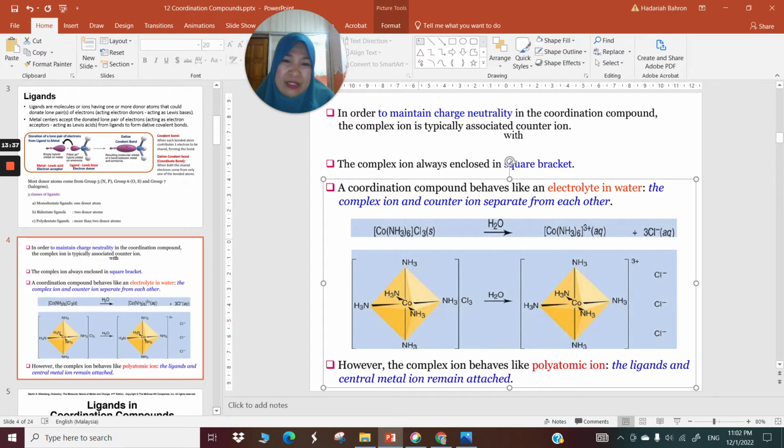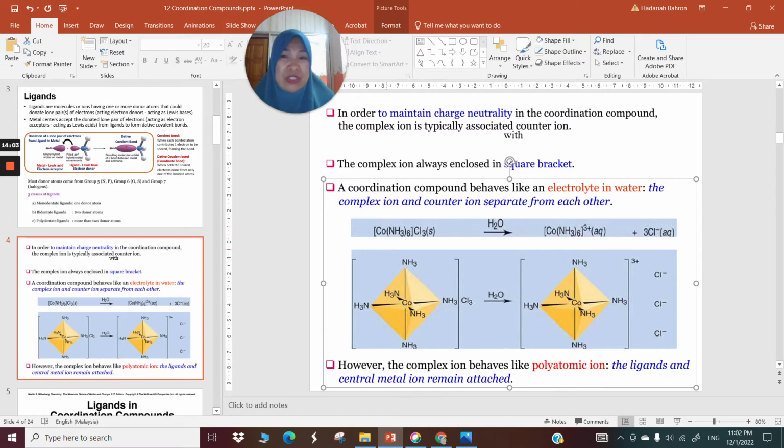The example given here is cobalt with 6 ammonia, and ammonia only has one donor atom, nitrogen, so it's a monodentate ligand. So, cobalt with 6 ammonia in square brackets. It is clear to us from here that what is written in the square bracket is the complex ion, and Cl3 is the counter ion.